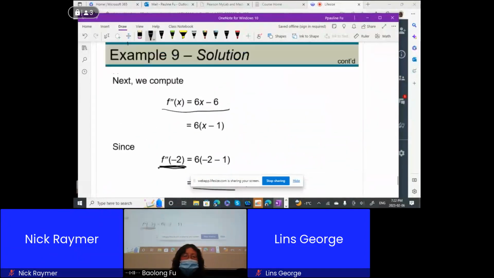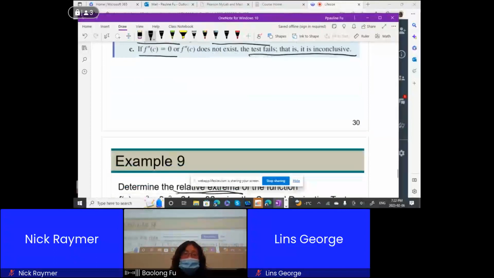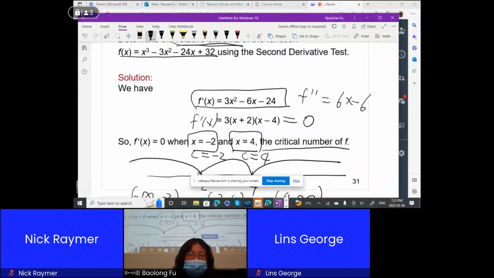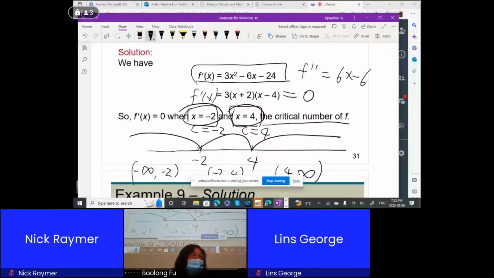Okay, so we did this one here. Okay, c, but we have two c's. One c equals -2, another c equals 4. We have to do the case when c equals 4. Questions?